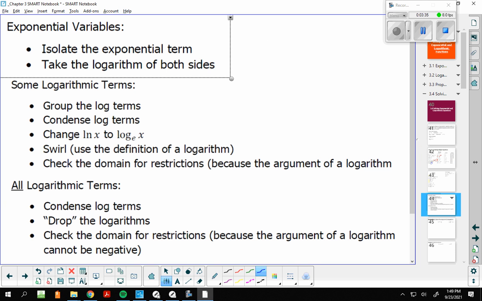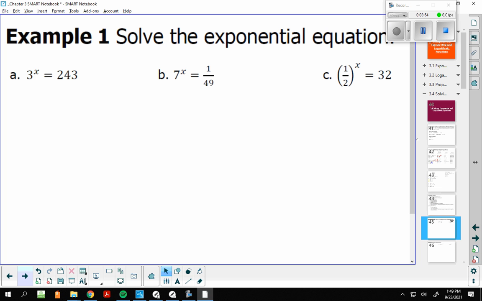All right, we're going to solve a bunch of exponential equations. The first step is that we need to isolate the exponential term. Once we've isolated the exponential term, we can take the natural log of both sides. I know this says take the logarithm, but we're going to take the natural log of both sides. To solve the exponential equation, we don't actually have to follow that here.